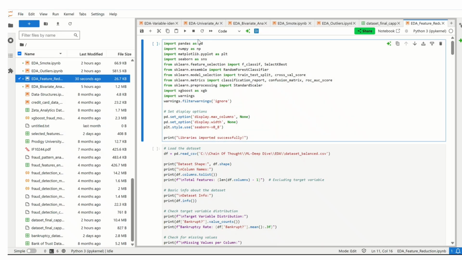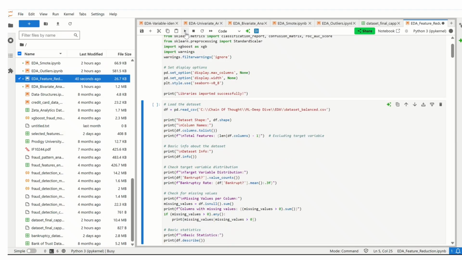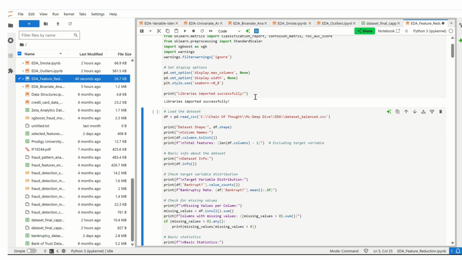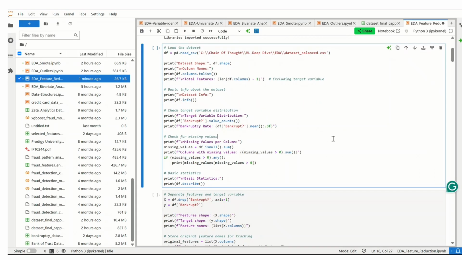As usual, we'll import our libraries here. You can see that I'm taking the balanced dataset which we made in the previous session. We started with removing outliers, then fed the data into SMOTE, which reduced the class imbalance and made a balanced dataset. Now we are taking the same dataset and doing the feature reduction.